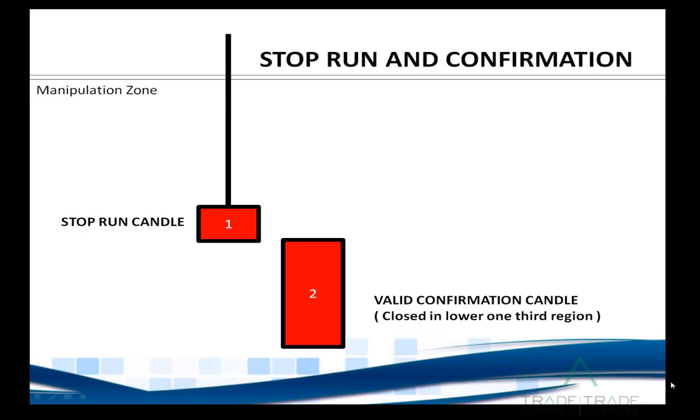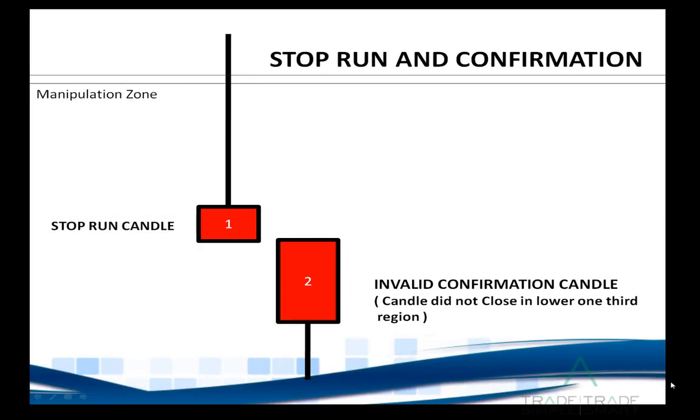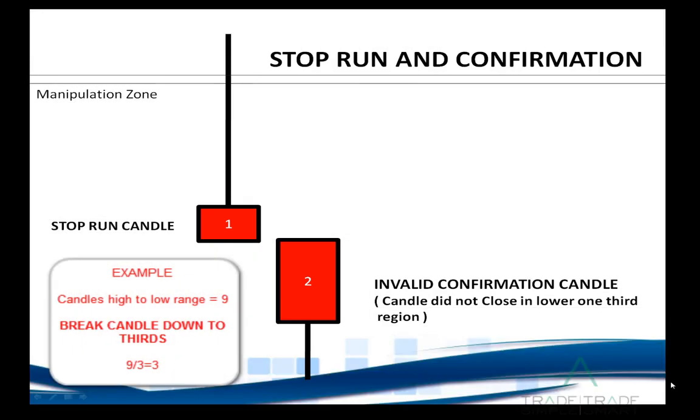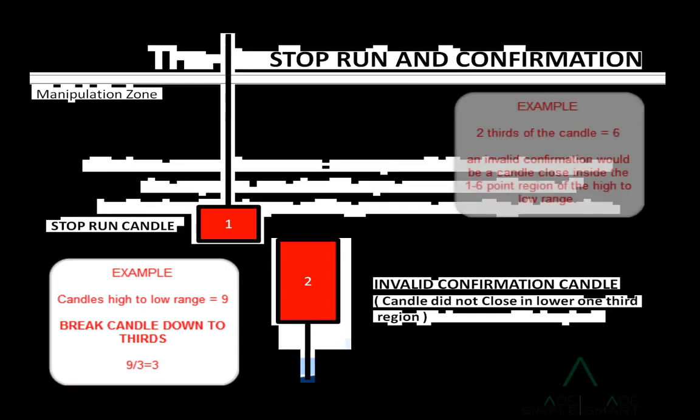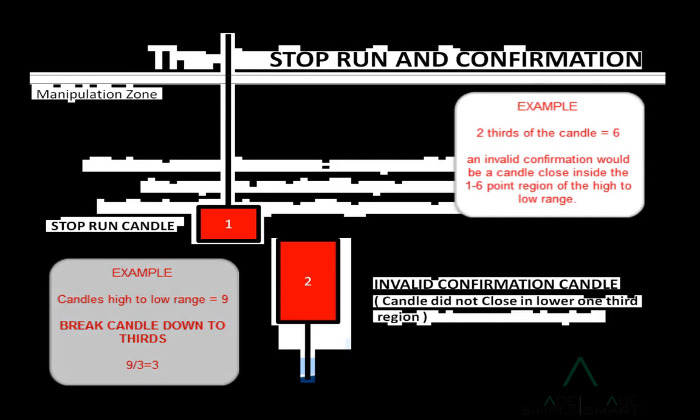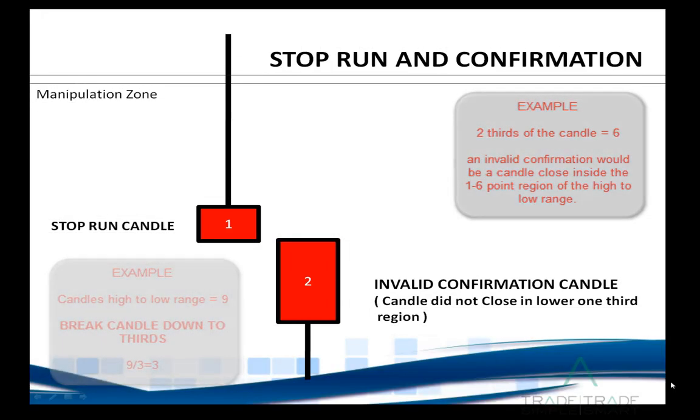So in this second example, we have an example of an invalid confirmation candle, and in this case, after the stop run candle has penetrated the manipulation zone, the second candle fails to close in its lower 1/3 region, and in this example we can see that it closes at around half of its low to high or high to low range.